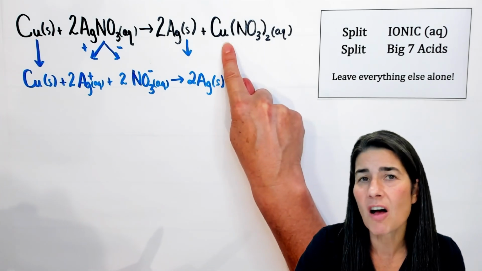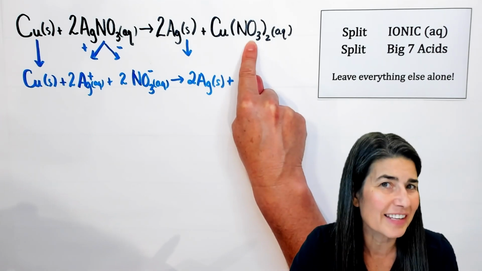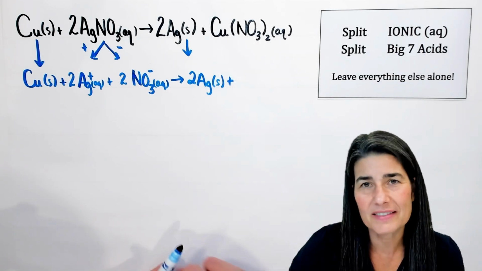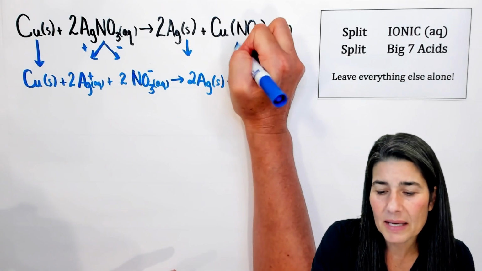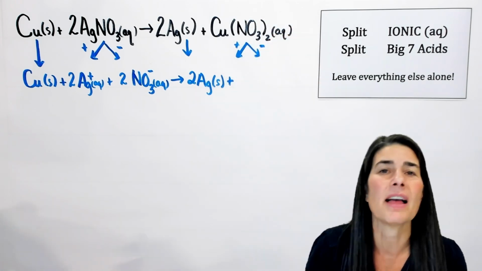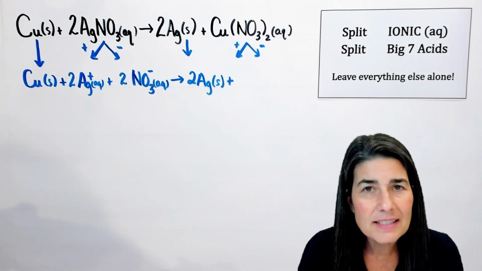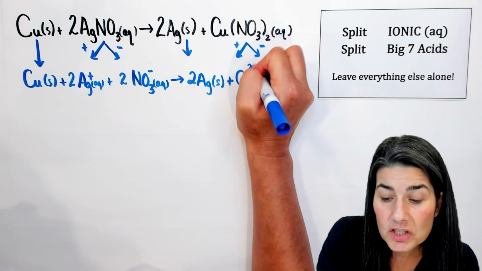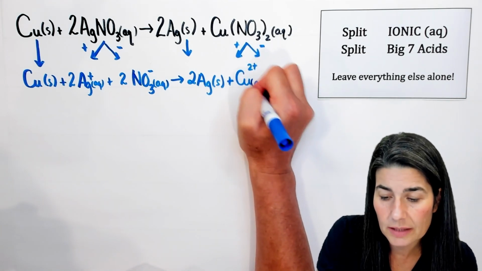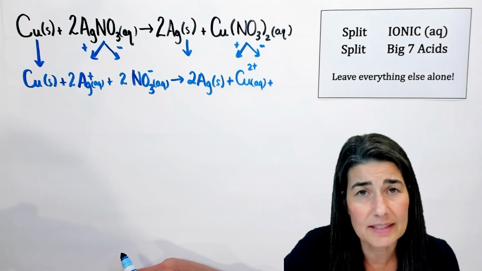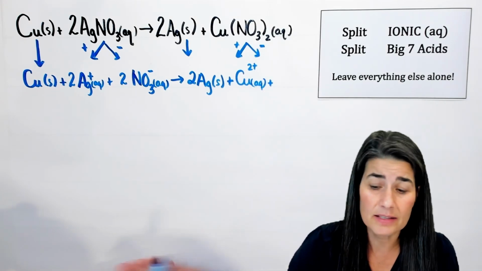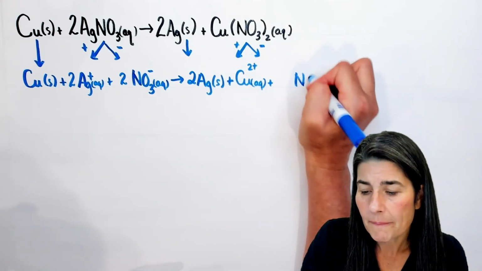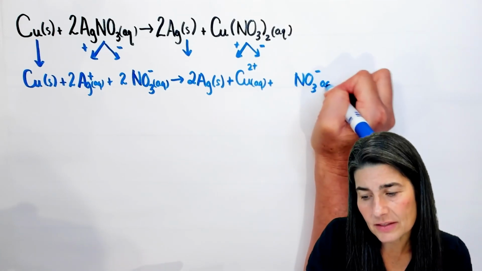We have a metal, copper, and a polyatomic ion, nitrate. It's ionic and it says aqueous, so we need to split it up into the positive ions and negative ions that we have. The positive ion in copper 2 nitrate is copper here with a 2 plus charge in solution. The nitrates that we have are the negative ions. So we have NO3 with a minus charge, and that is in solution.